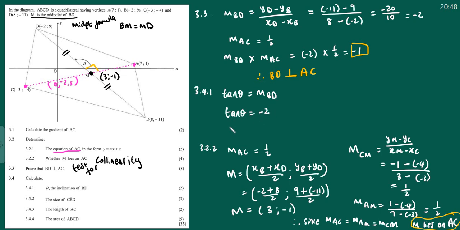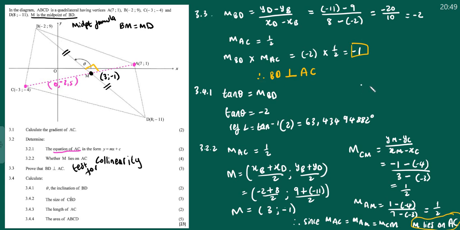Then we say reference angle will be equal to tan inverse. Remember, you put a positive 2, not a negative 2. So what is tan inverse of 2? That will be 63.43494882 degrees. Remember, don't round it off, right?